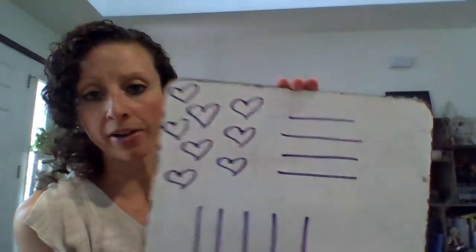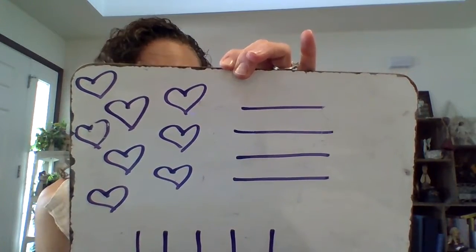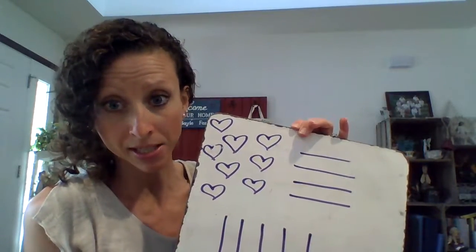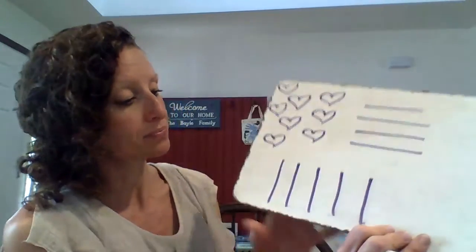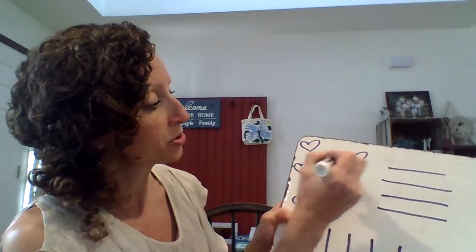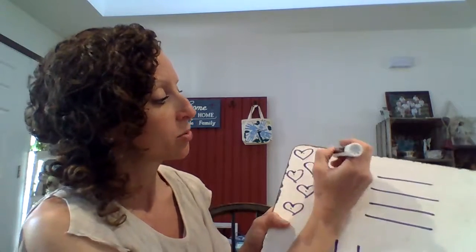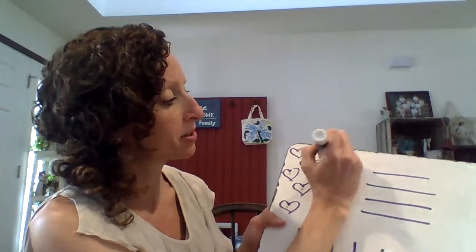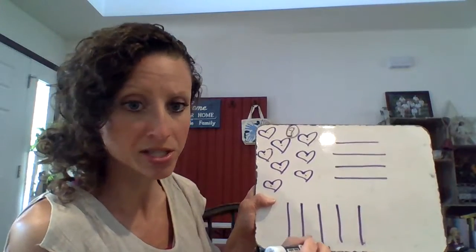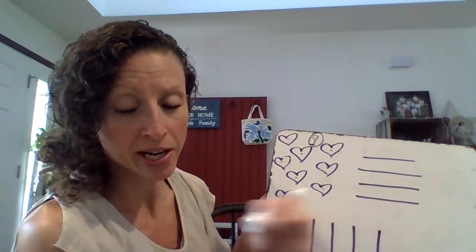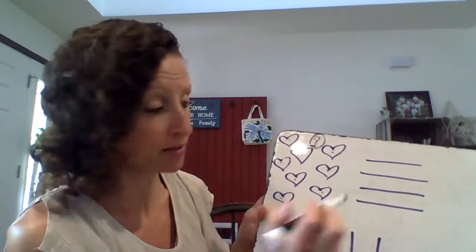So this time I have hearts, okay? I scattered them all about. They are not an array. An array is organized and nice and neat, okay? First thing I'm going to do is I'm going to count my hearts. 1, 2, 3, 4, 5, 6, 7, 8. I'm going to put that magic number up here, 8. I have 8 hearts.